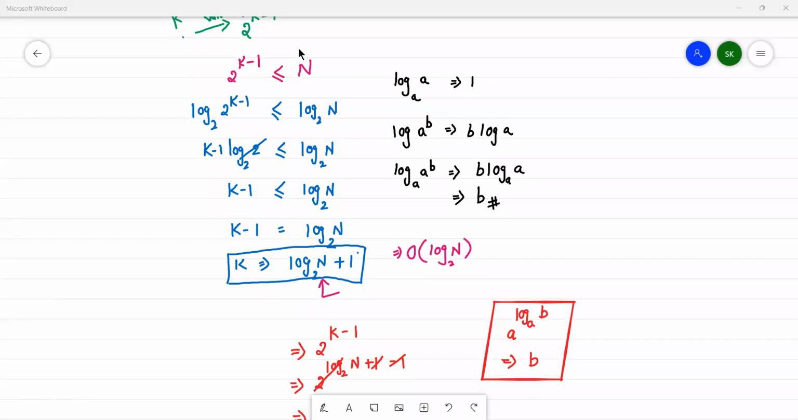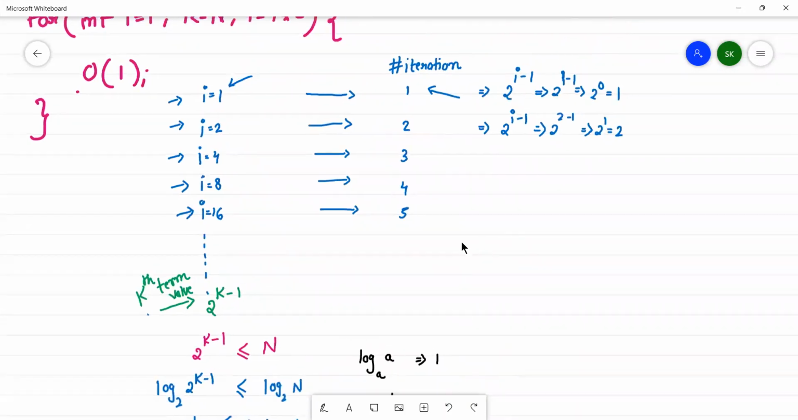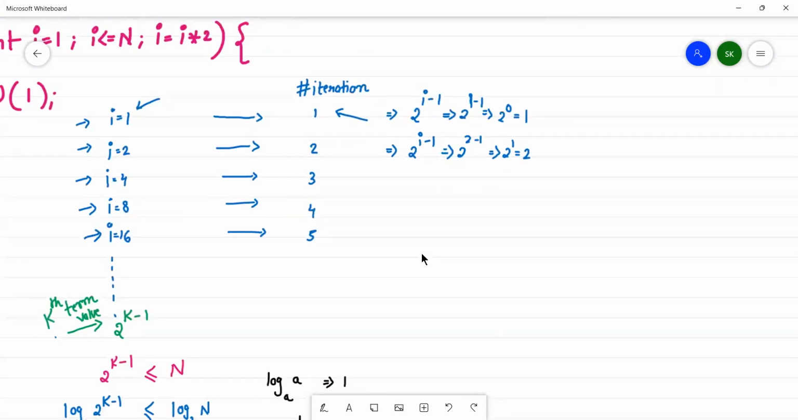Ma'am, the relation between I and number of iteration is 2 to the power I minus 1. Then if I is equal to 4, then it will be 2 to the power 4 minus 1, which is 2 to the power 3. Aman, don't confuse this I with this value. This I is the value of your I in the for loop. And here I will change this and write it as J only. That will be better. This indicates the number of iterations.